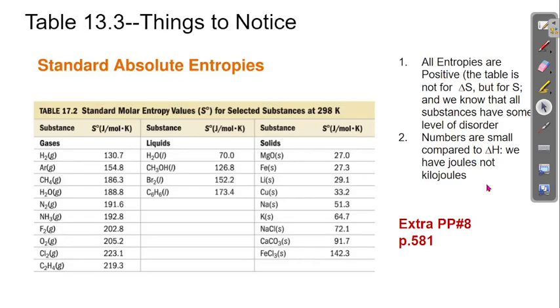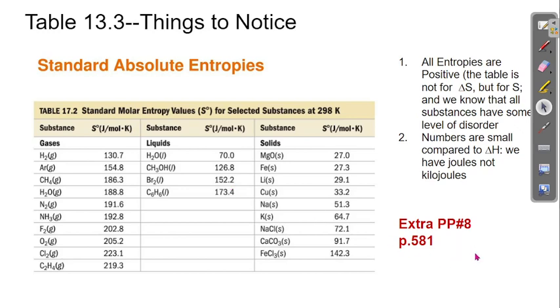Things you need to notice on the table. The table looks a tiny bit different than mine because I don't have the exact table to put in here, but what you need to notice is that the units are in joules per mole Kelvin, not kilojoules but joules. It's less energy. All the values are positive, because the table is not for changes of entropy, it is for entropy at standard conditions for different substances. And we know that all substances have some level of disorder. They exist.